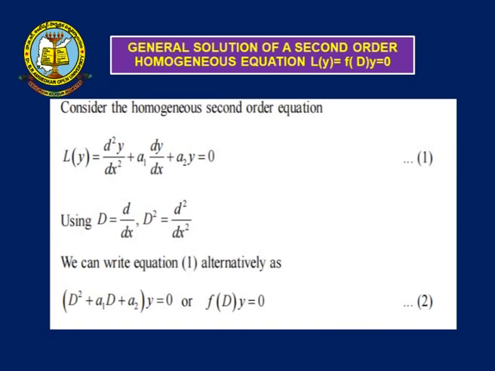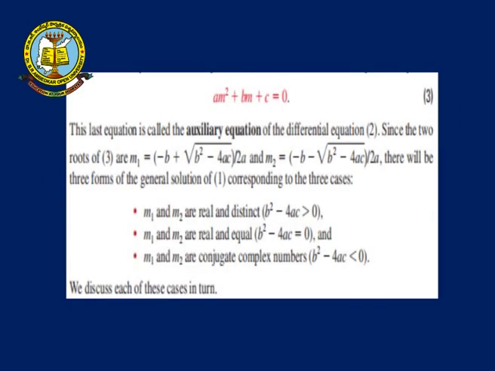Equation 1 is converted into the operator form, and we get equation number 2. Now it is the auxiliary equation form. If I write it, instead of D we will substitute m. So it is m square plus a1 m plus a2 equal to 0. Now solving for the roots, we get m equal to minus b plus or minus square root of b square minus 4ac by 2a. So that I will get the roots.